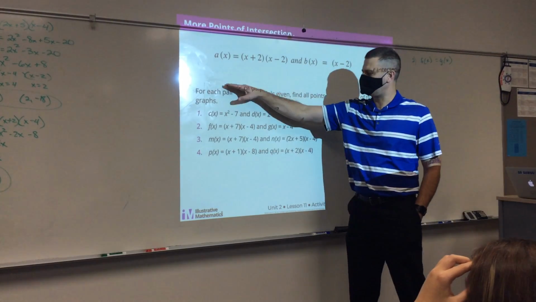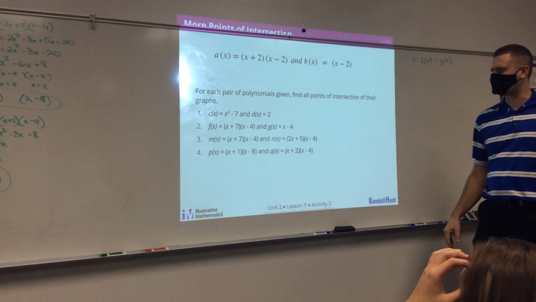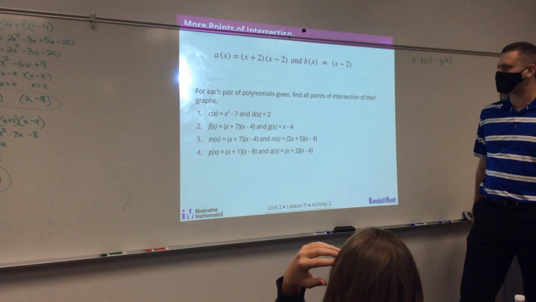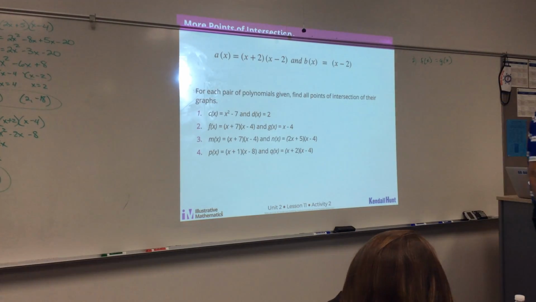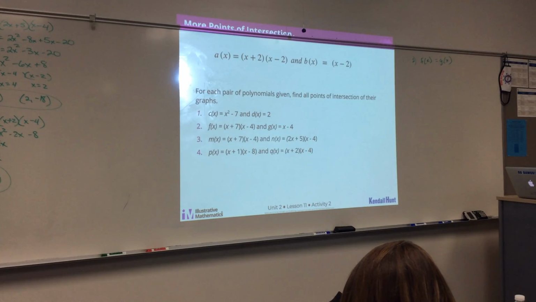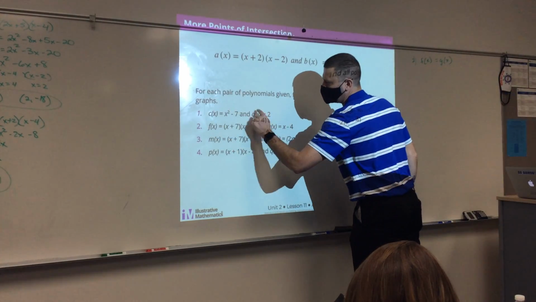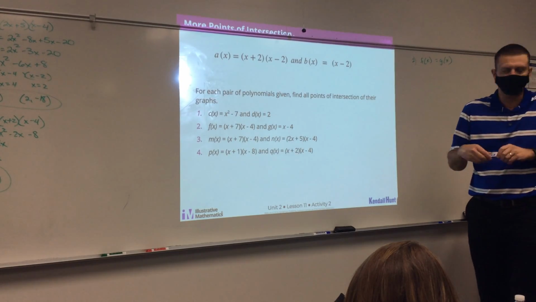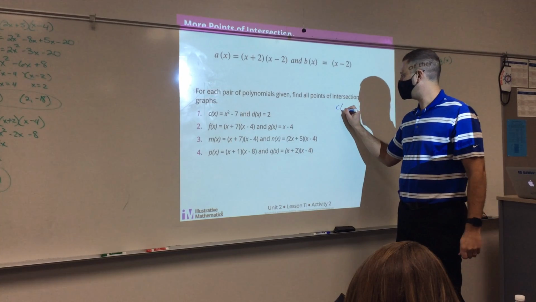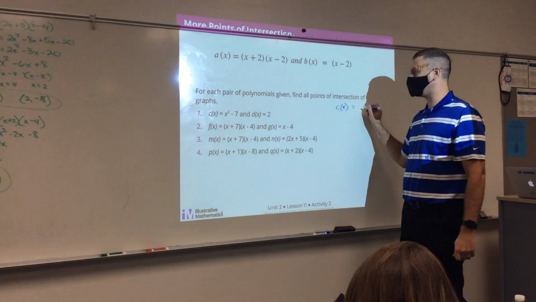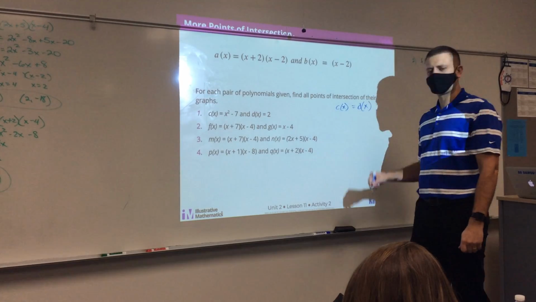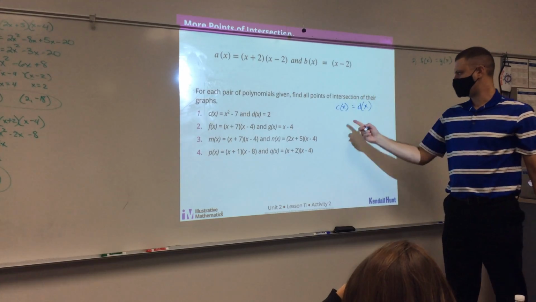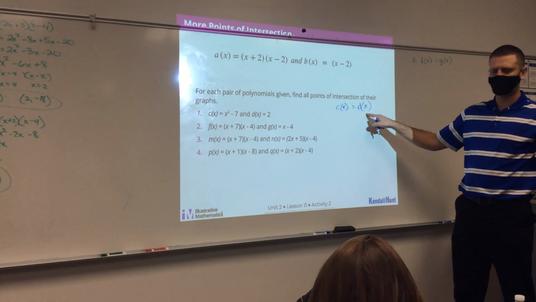Ignore this up here. We're going to do these four together in our notes. For each pair of polynomials given, find all points of intersection of their graphs. If I want to know where these two graphs intersect each other, I want to know where they are equal. So really, I just want to know where C of x equals the same thing that D of x ends up equaling. I want to know when this function equals this function.